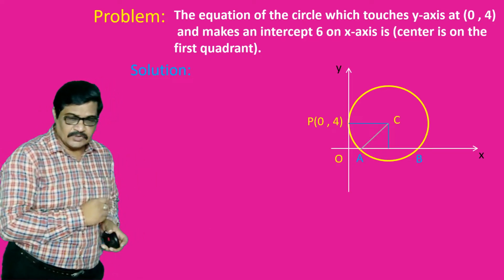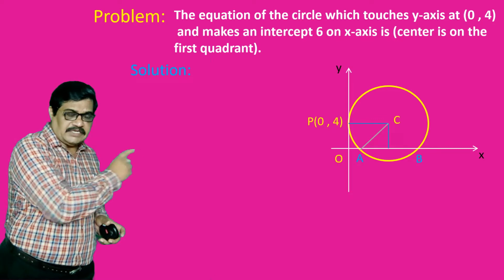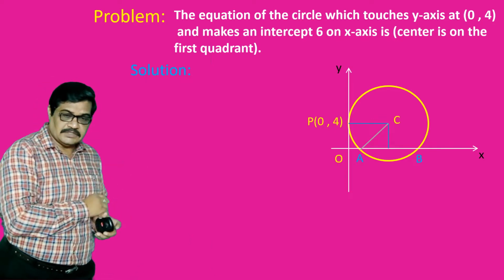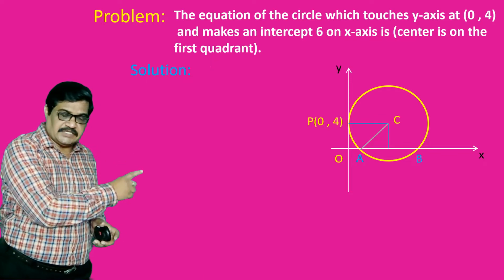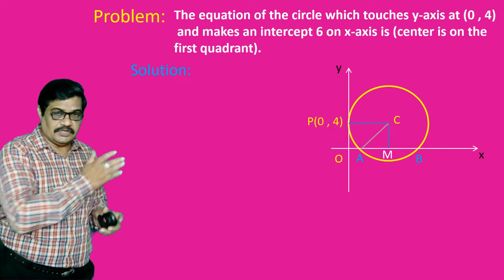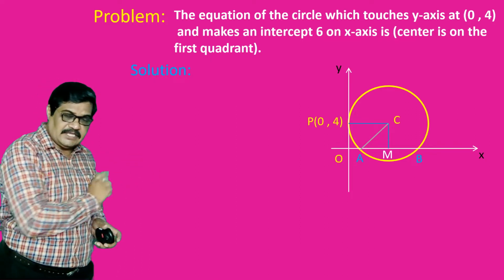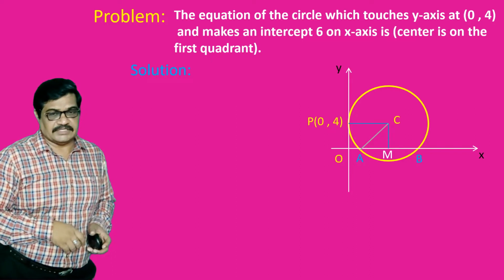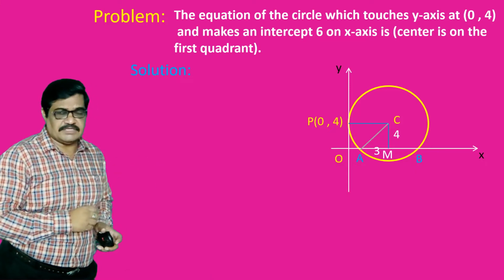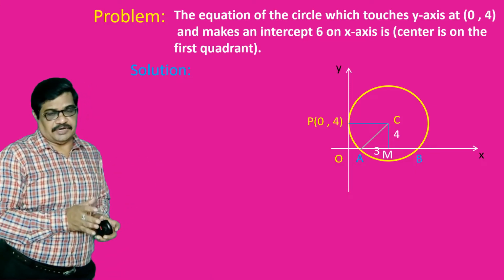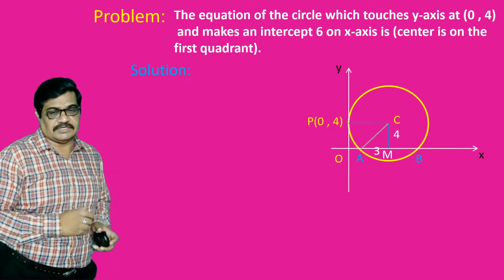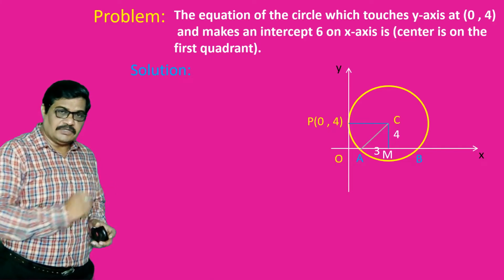Okay, see this diagram. Here the OP distance is 4 units. Then the CM distance is also 4 units. These are parallel and equal distances. So from this diagram we are getting that the CM distance is also 4 units. Now what is the length of the intercept that is given? AB is 6 units. So here M is the midpoint of AB. Therefore AM is 3 units and MB is also 3 units.